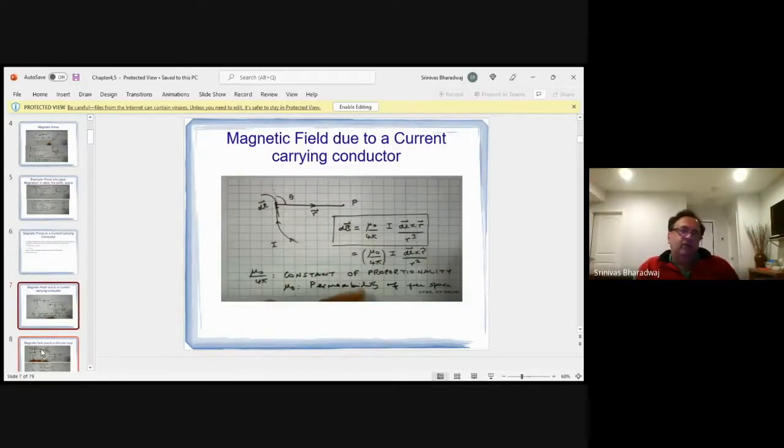Then we have the other side of it, Oersted's experiment. Oersted's experiment led to this law, called Biot-Savart's law. Biot-Savart's law states that the magnetic field produced by a current is given by dB equals mu naught by 4 pi, I times dl cross r by r squared. I is a scalar, and dl is the direction of the current. This is called Biot-Savart's law.